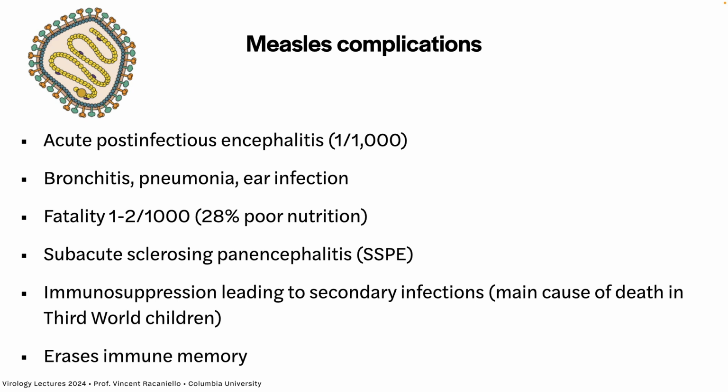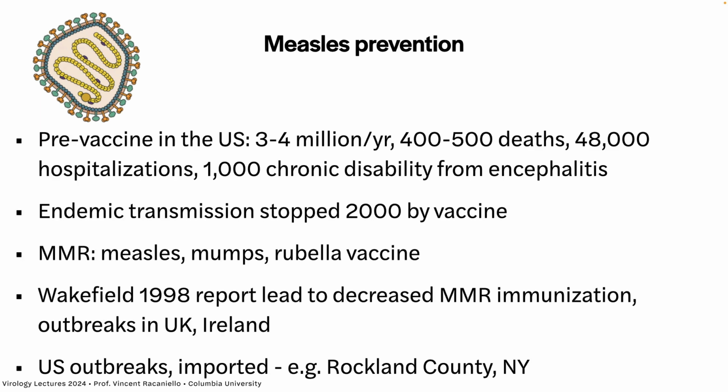So when you see outbreaks of measles, this is one of the big problems. It also causes immunosuppression. As we discussed last time, it reproduces in immune cells, is the leading cause of death in third world kids, and it erases immune memory. Remember, all of your T and B cell memory is gone after you have measles, so you're susceptible to other infections. So this is not something to play with, right? This is a serious infection, and you need to prevent it by vaccination.